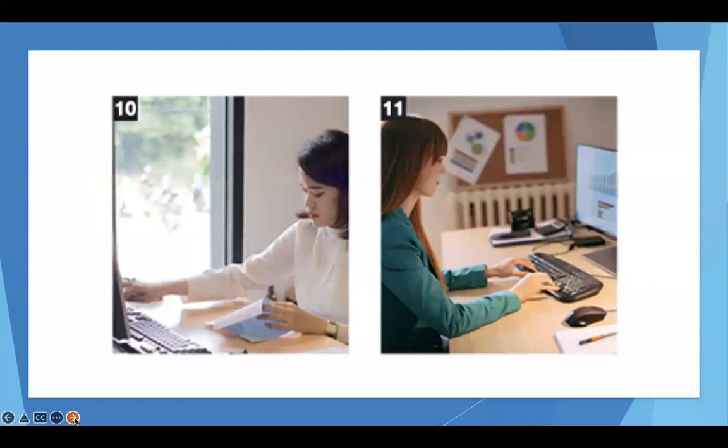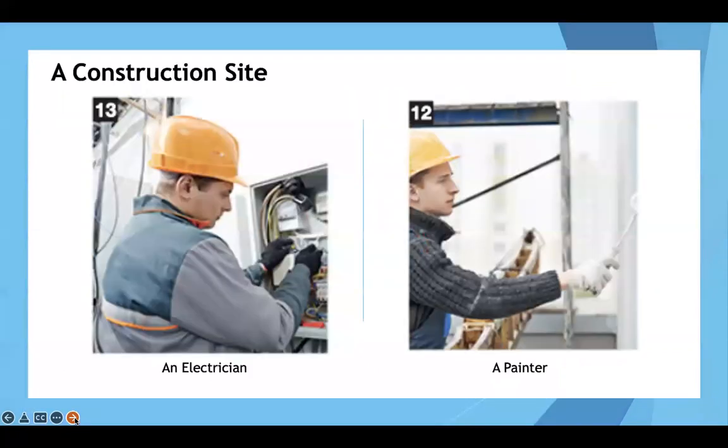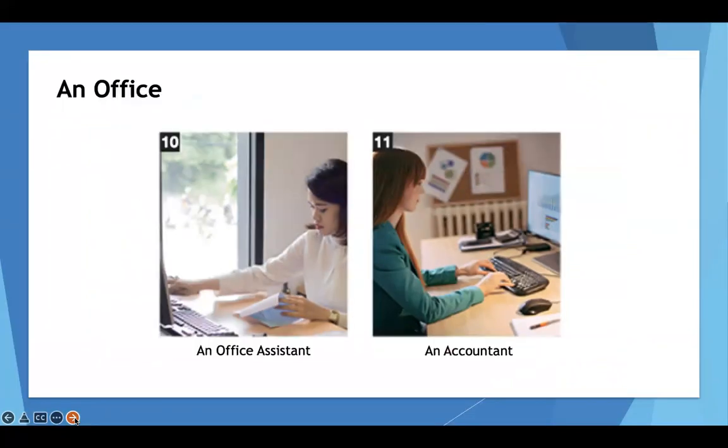Now it's your turn. Where do the people in pictures 10 and 11 work? What job does the woman in picture 10 have? What job does the woman in picture 11 have? All right, I forgot to give you the answers. Here we go. Both the woman in picture 10 and the woman in picture 11 work in an office. The woman in picture 10 is an office assistant, and the woman in picture 11 is an accountant.